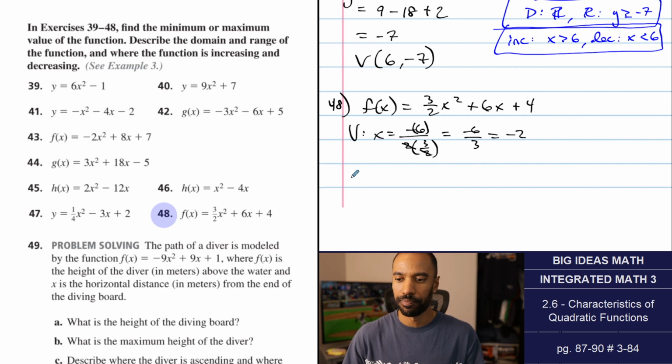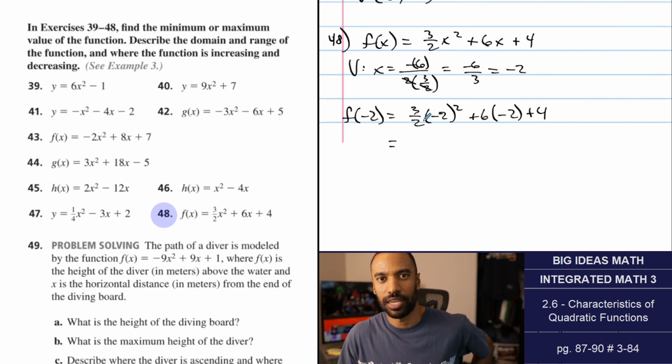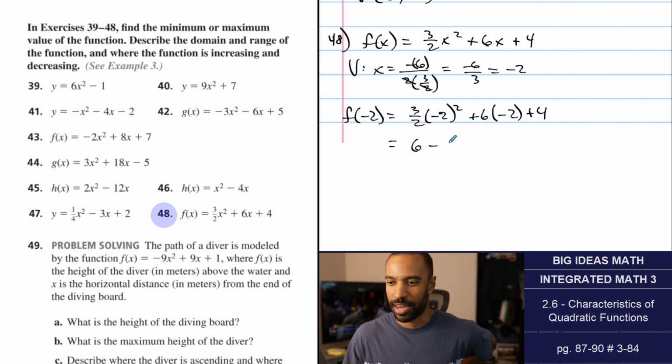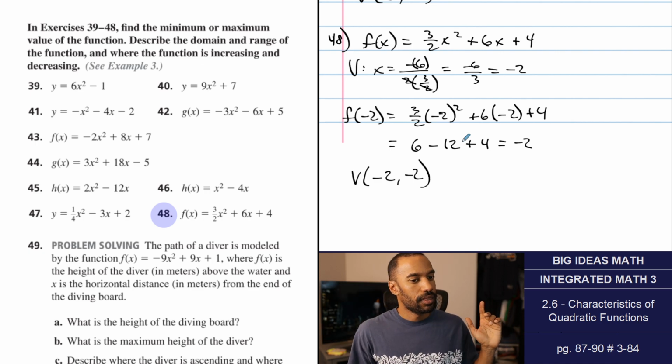Good fortune so far. The y value is going to be 3 halves times negative 2 squared. Oh, this will be fine. Plus 6 times negative 2 plus 4. Negative 2 squared is 4. 4 halves is 2. 2 times 3 is 6. So 6 minus 12 is negative 6, plus 4 is negative 2. So vertex is at (negative 2, negative 2). We're going to see a lot of negative 2s on this problem.